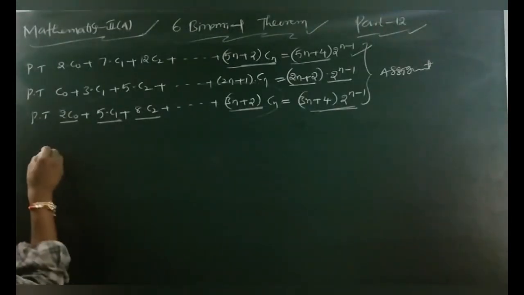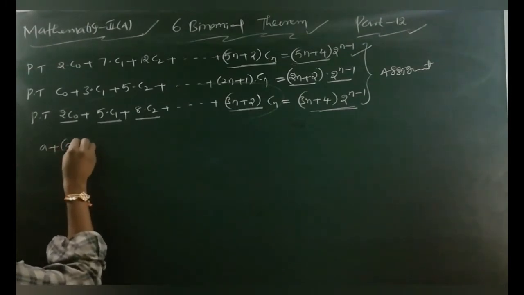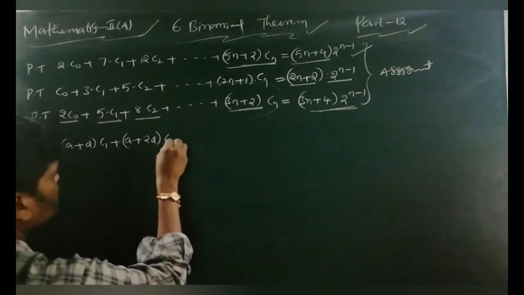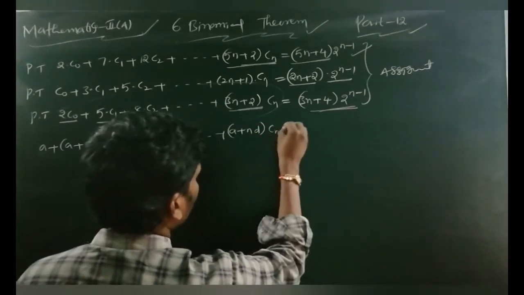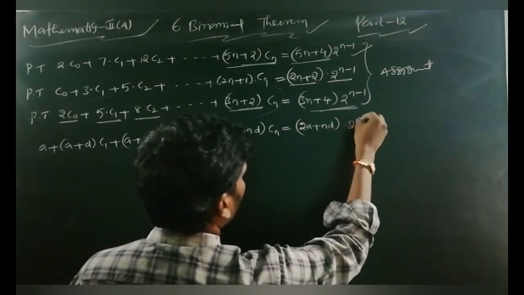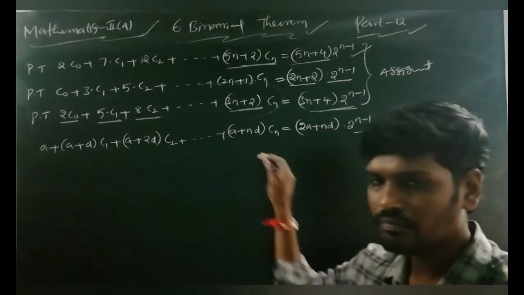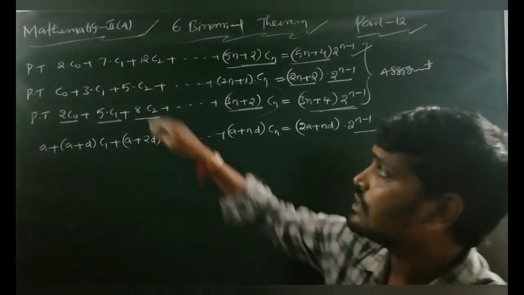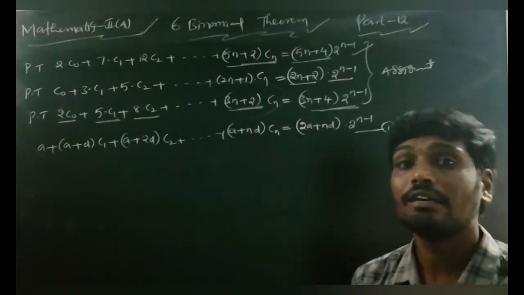There is a shortcut formula. What is the shortcut? The previous problem: (a plus d) into C1 plus (a plus 2d) into C2 plus and so on, plus (a plus nd) into Cn is equal to (2a plus nd) into 2 power n minus 1. This is the last problem statement. This proof is already completed. Similarly, do these three problems, 7 marks questions.